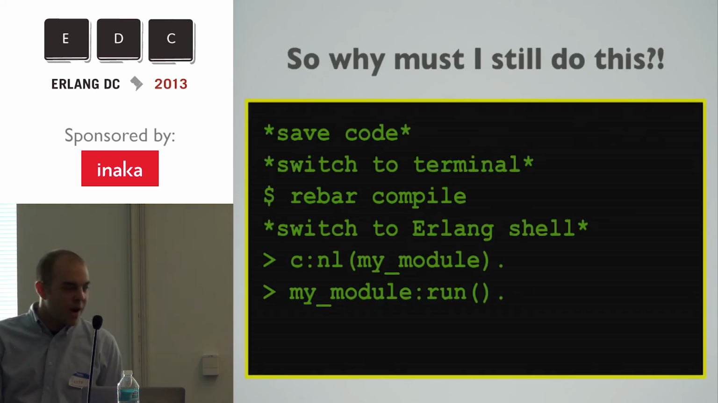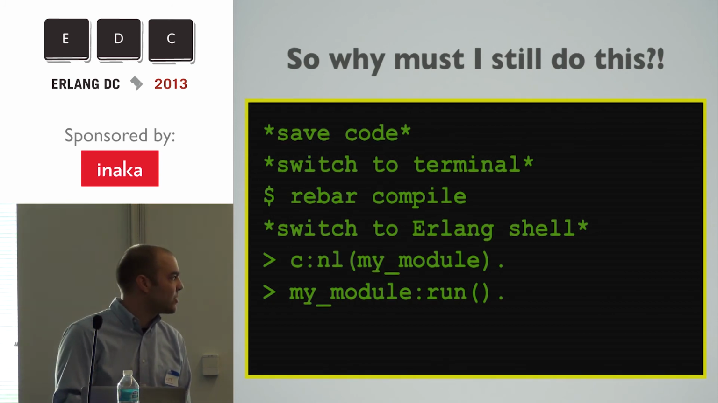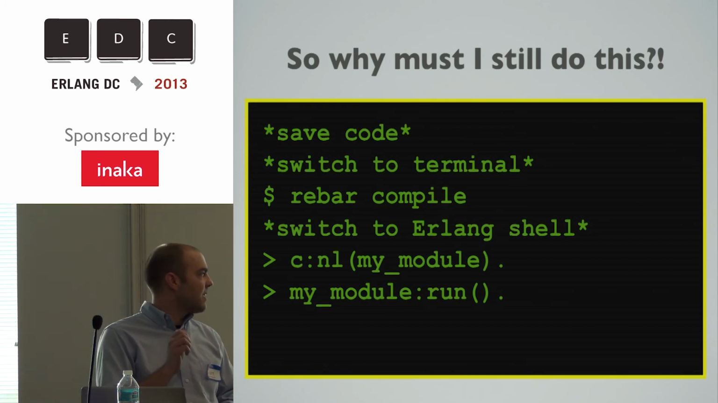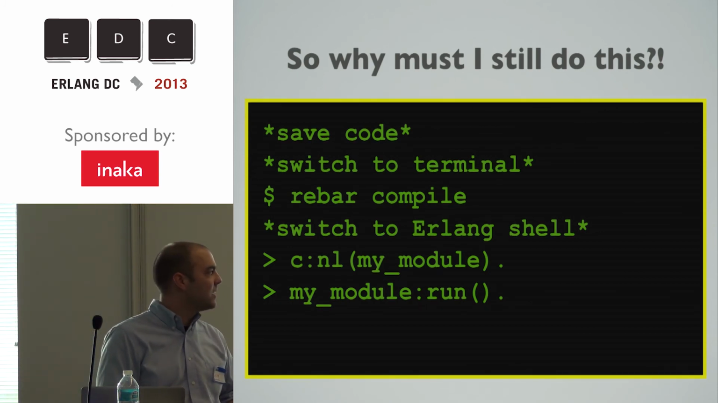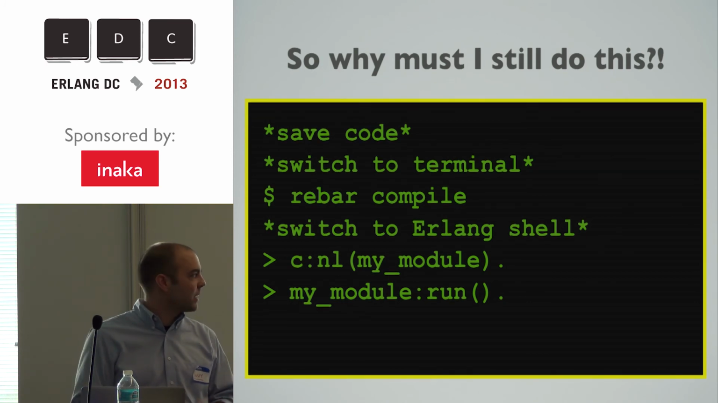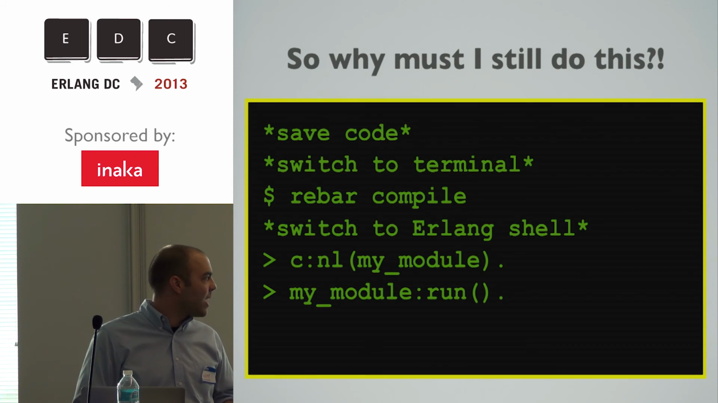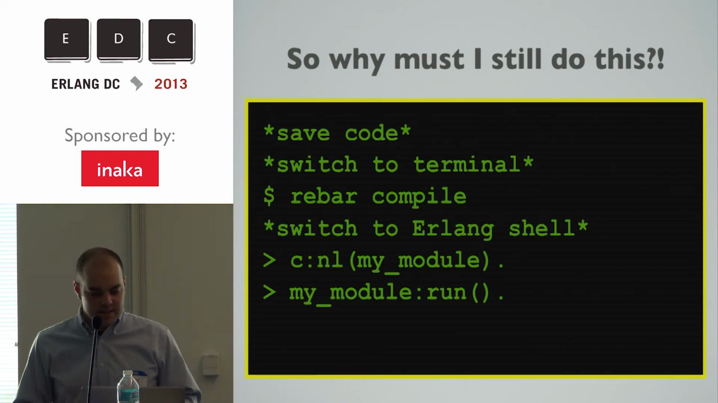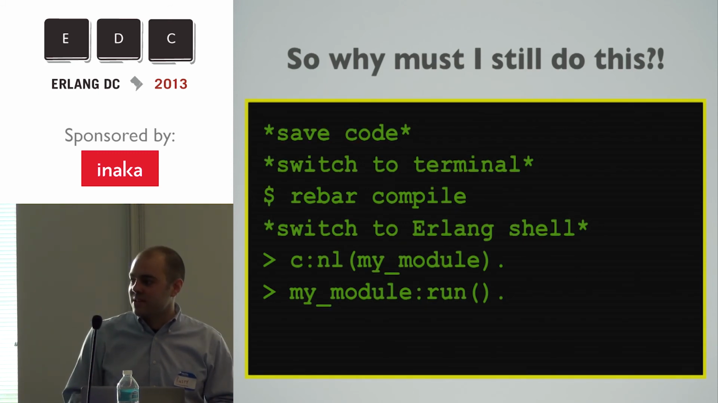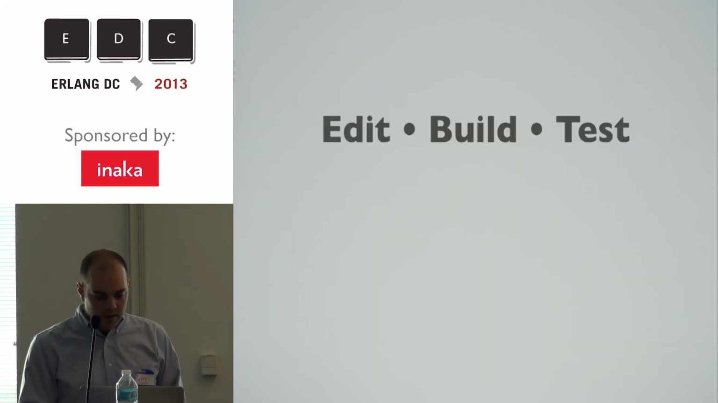So if that's the case, why do I still have to do this every single time I change a line of code? I'm writing my code, I have to save it, I have to switch to the terminal, I have to do rebar compile or make or something like that. Alt-tab again, switch to my Erlang shell, reload the module, and finally run it. And all that is kind of a pointless exercise if you can have a computer do it for you.